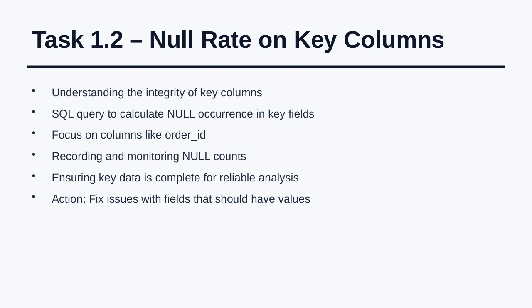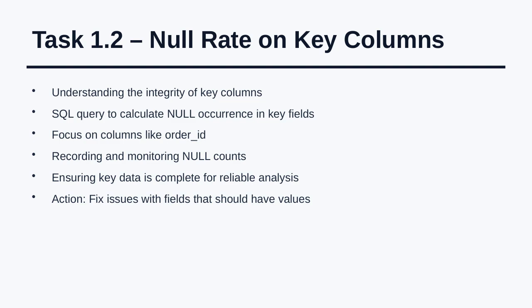Next, we focus on checking the null rate in key columns, which is crucial for maintaining data integrity. Key columns, like order ID, uniquely identify records, so any missing values here can cause serious problems in analysis or reporting. By running SQL queries, we can count how many nulls appear in these important fields and track these counts over time. This helps us spot issues early and ensure the data is complete and reliable.